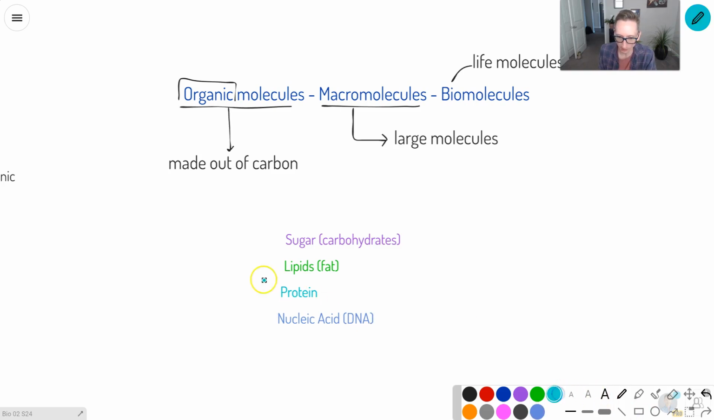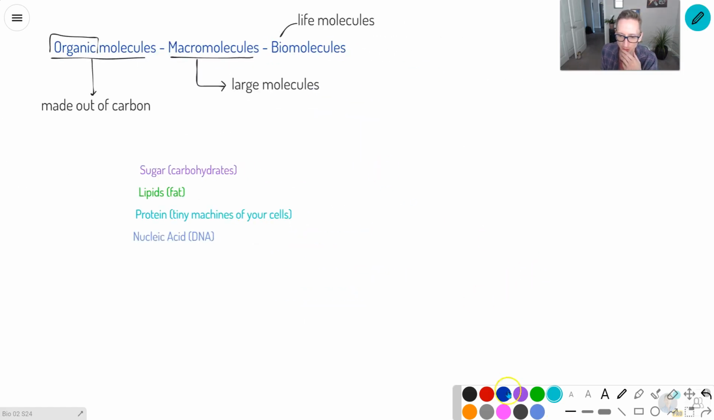And protein, this guy here, these are the tiny machines of your cells. That's what a protein is. It's a tiny machine of your cell. And so by the end of this, some of the promises of this topic, it's pretty cool. Like, I love this stuff. I could think about this stuff all the time.